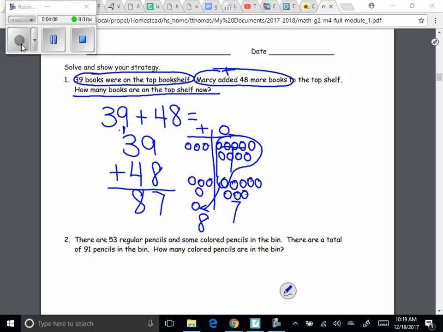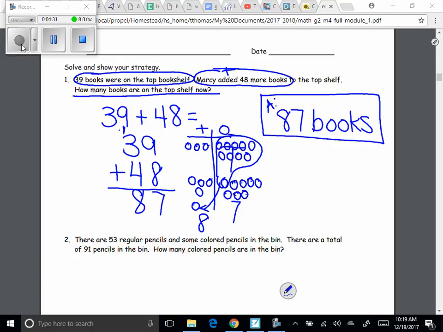Now the last step is to label and box my answer. So over here, I'm going to write 87, and if I go back to the question, it'll tell me 87 what? It asked me for how many books are on the top shelf, so I'm going to label it 87 books. And then I'm going to put a little A so that the teacher knows that that's my answer, and I'm going to put a box around it.